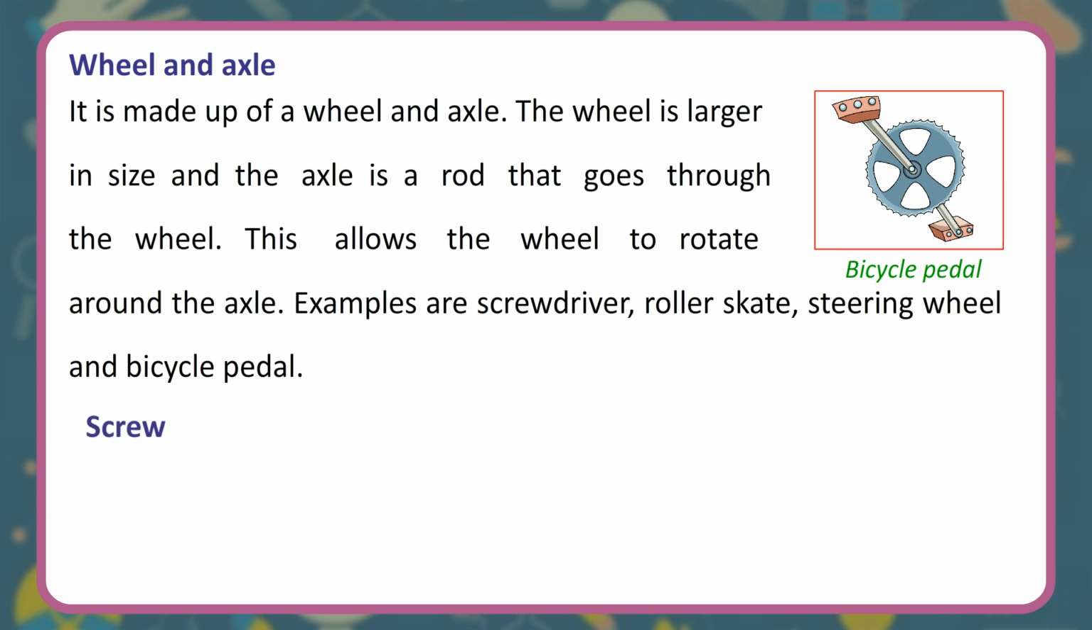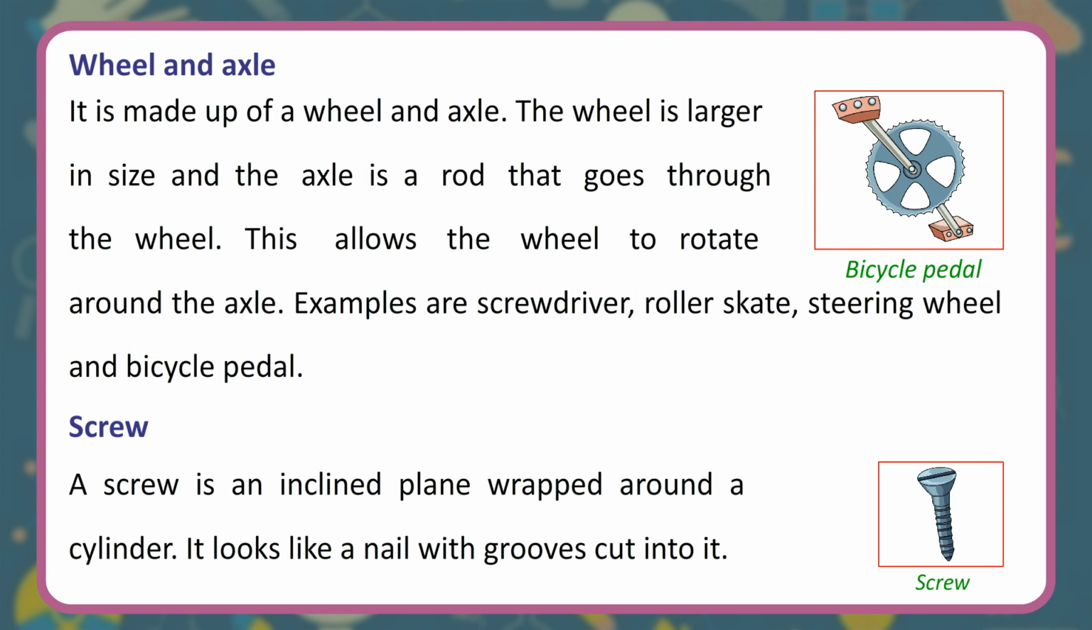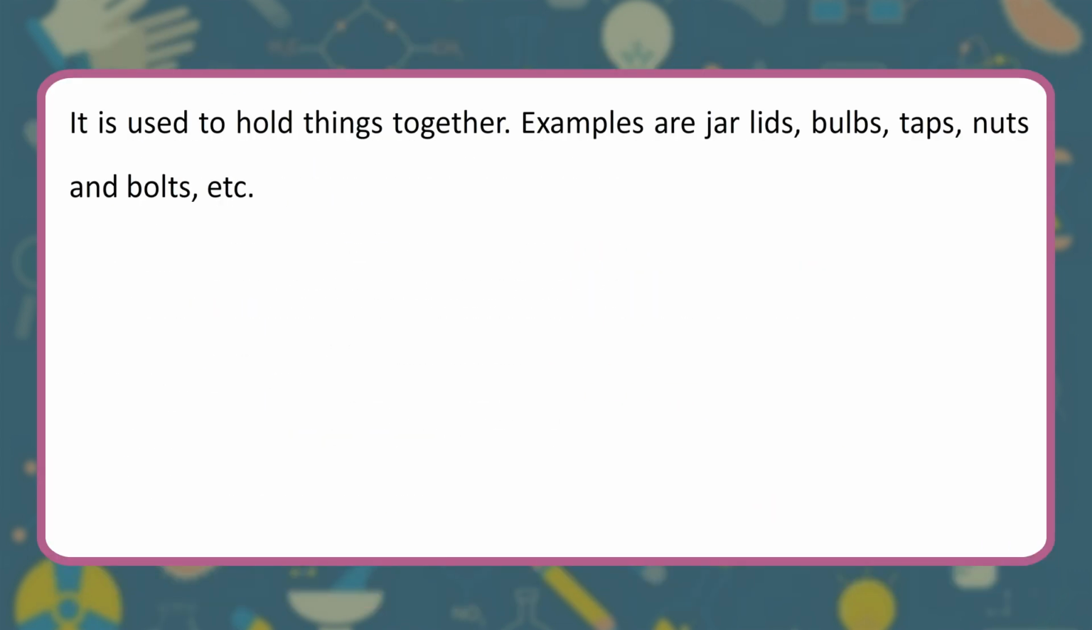Bicycle pedal. Screw. A screw is an inclined plane wrapped around a cylinder. It looks like a nail with grooves cut into it. It is used to hold things together. Examples are jar lids, bulbs, taps, nuts and bolts, etc.